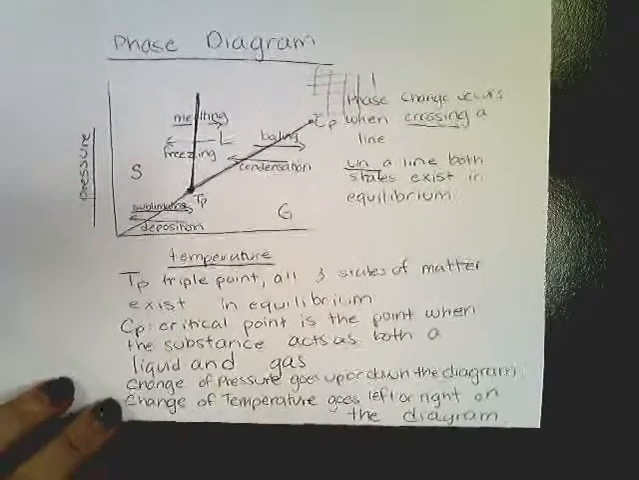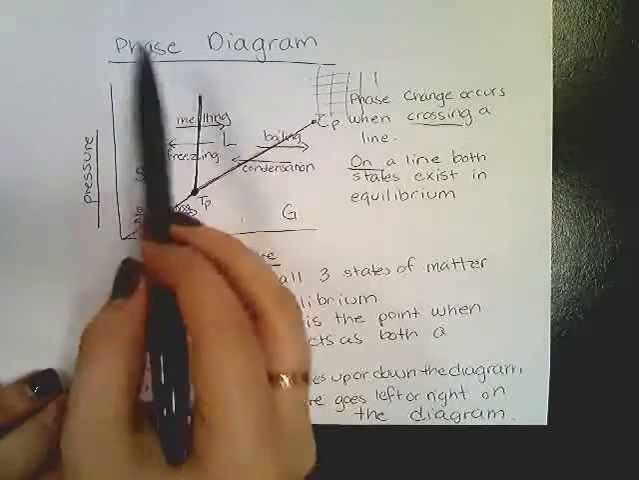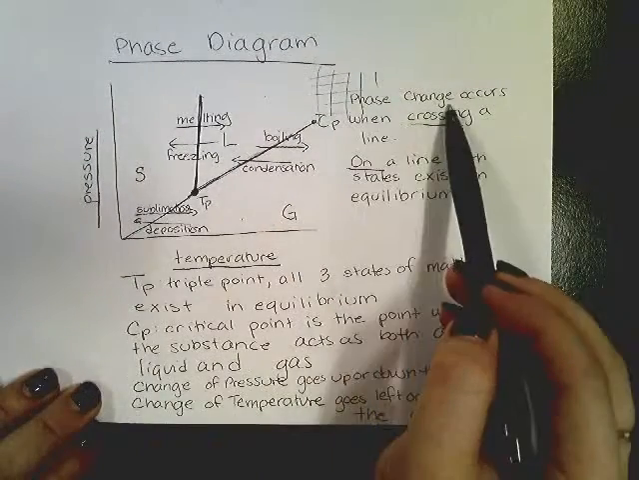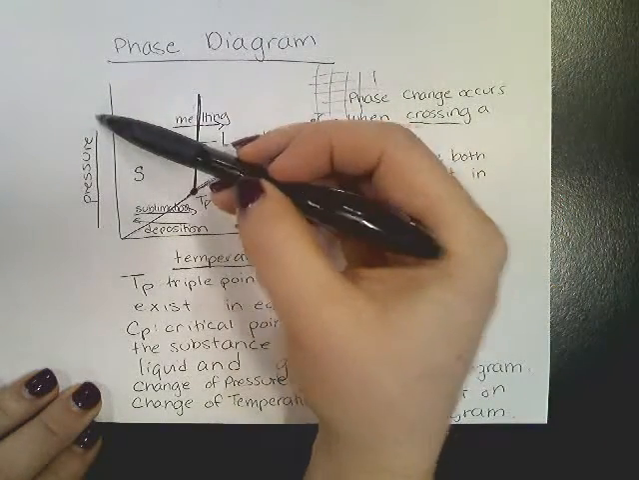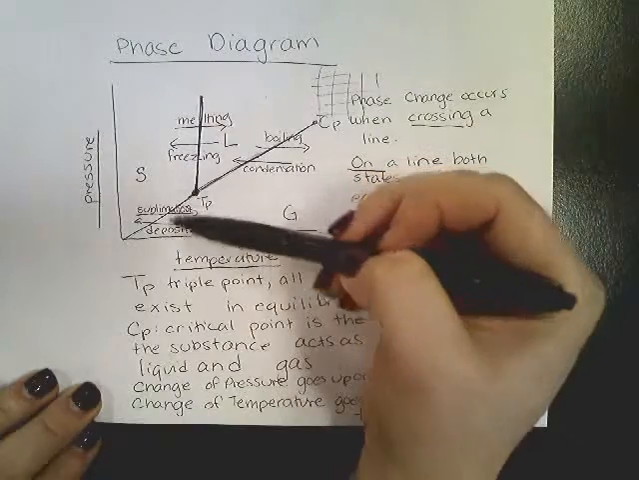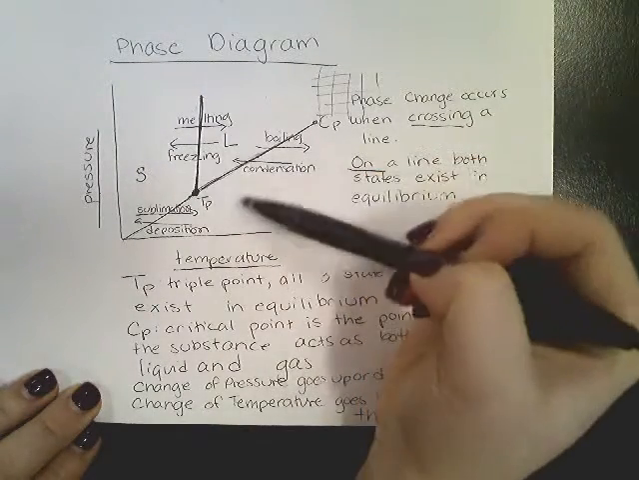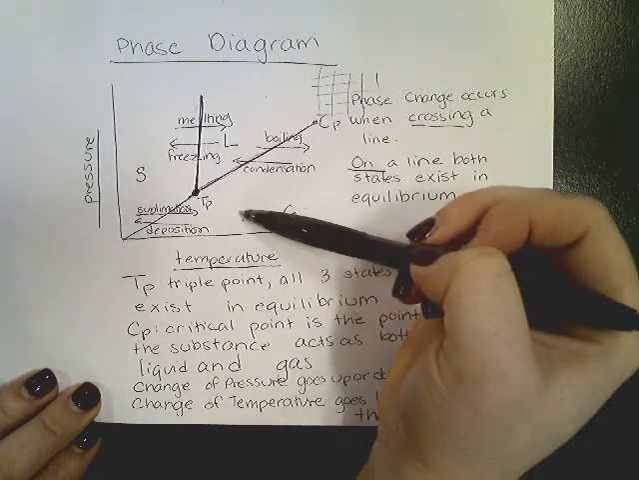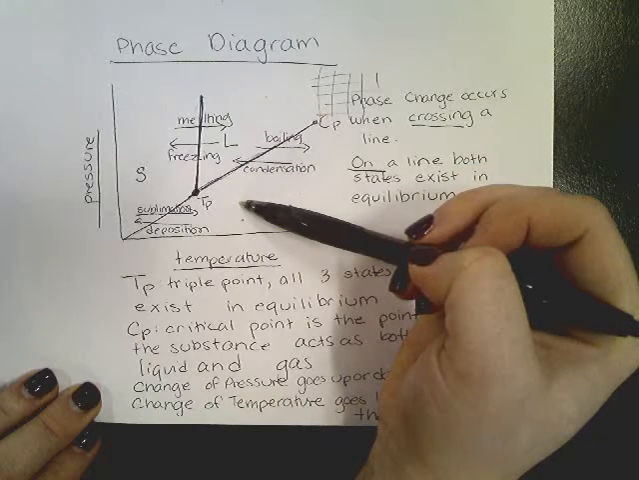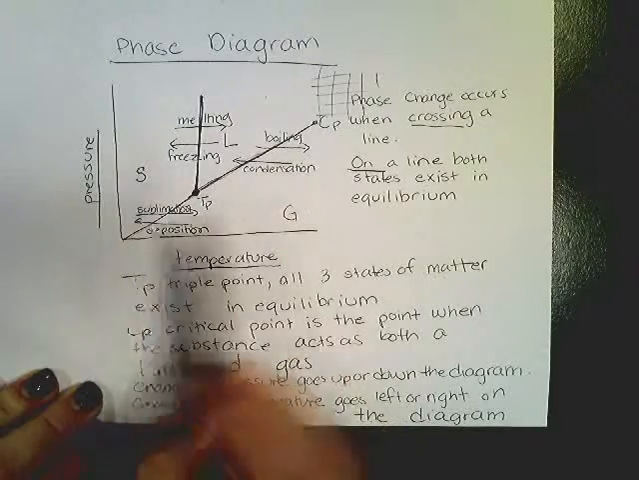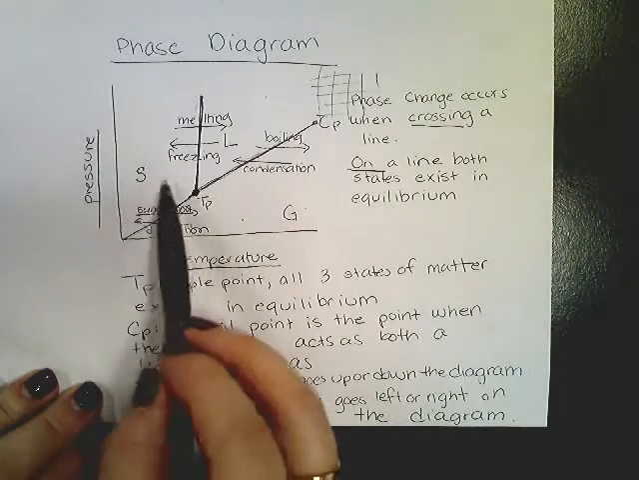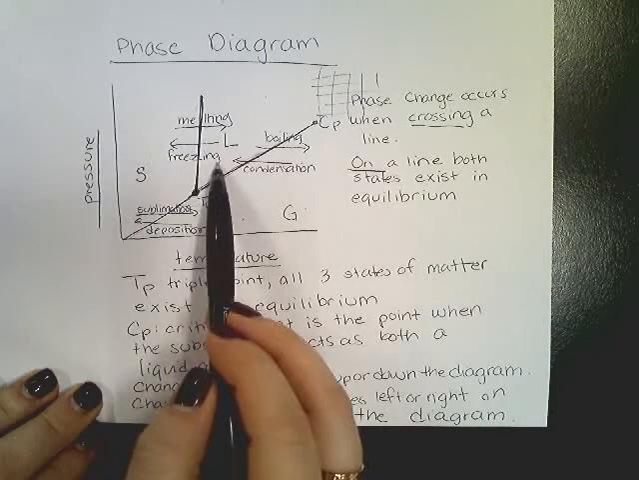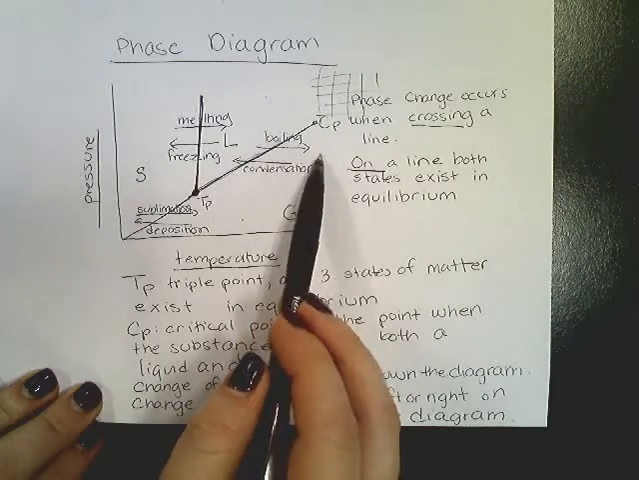So what this means is I can cause a phase change. So I can cause a phase change by changing the pressure. So I can go up or down. So I could go from a gas to a solid or liquid to gas by changing my pressure. Or I can cause a phase change by changing the temperature. I could increase my temperature, so increase the heat source, and go from a solid to a liquid, or liquid to gas.